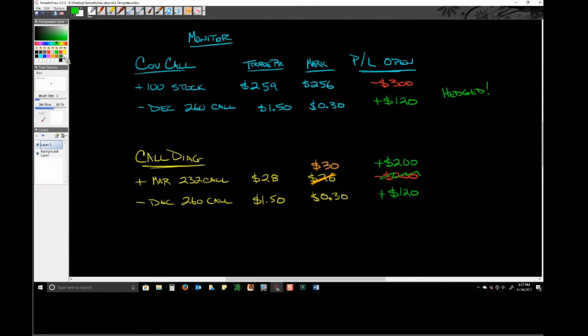What's going to happen to the other call option? Well, it's going to go up in value as well, because that's what call options do. They go up in value if the stock goes up. So maybe this goes from $1.50 to, let's say, $2.50. Because you're short, you sold it for $1.50. It's now at $2.50. If you bought it back, you'd lose $100.